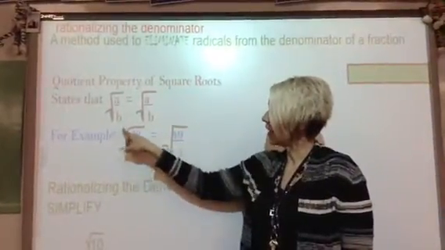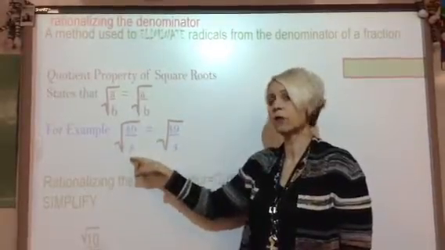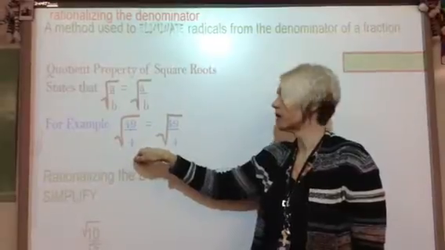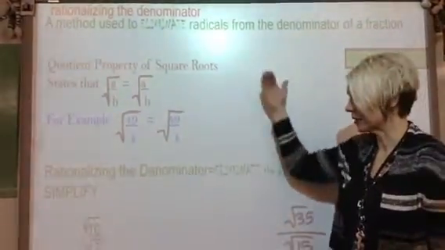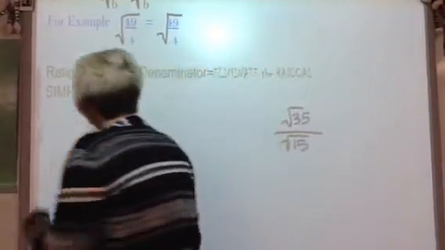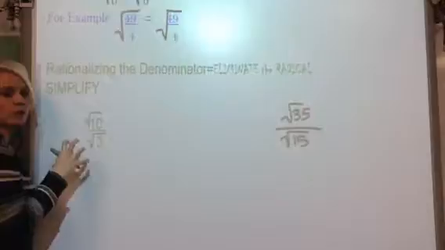is if I have a quotient or a radical of 49 over 4, that's like taking radical 49 over radical 4. So I can separate that radical into a top and a bottom. So this first example we need to simplify. It's radical 10 over radical 3. So here's what we do.